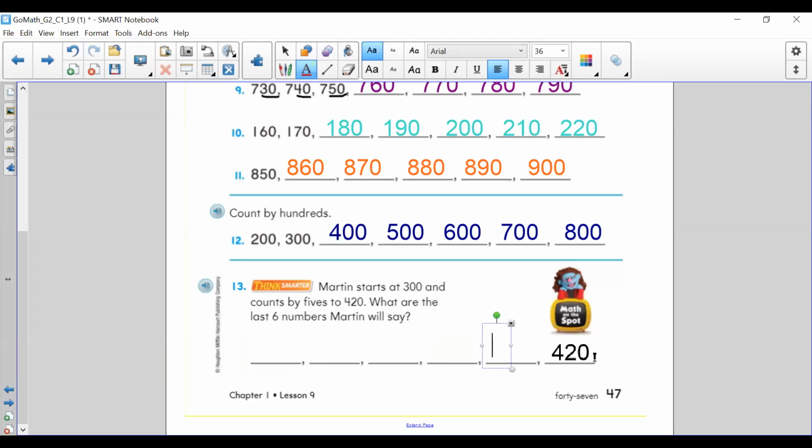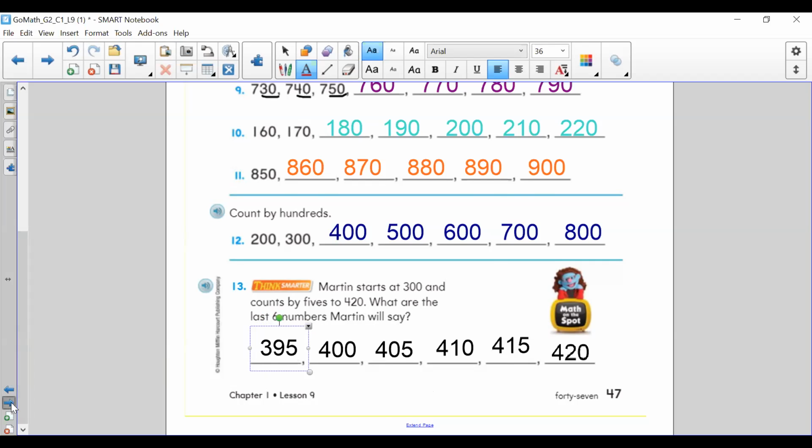Okay, let's try this again, backwards from 420. So this time I just subtract 5 and I have 415. Subtract 5 from that and it's 410. Subtract 5 from that and it's 405, and I subtract 5 from that and we're at 400. Now we have to go down into the 300s because 400 minus 5 is 395. So those are the last 6 numbers when we count from 300 to 420 by fives.